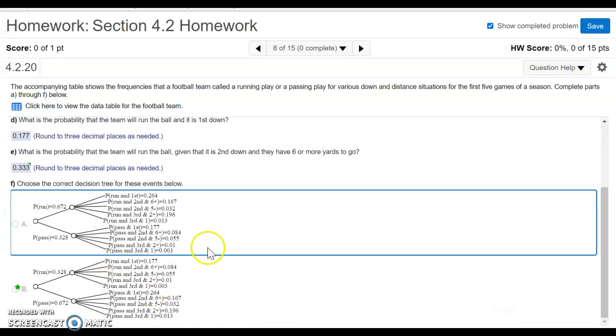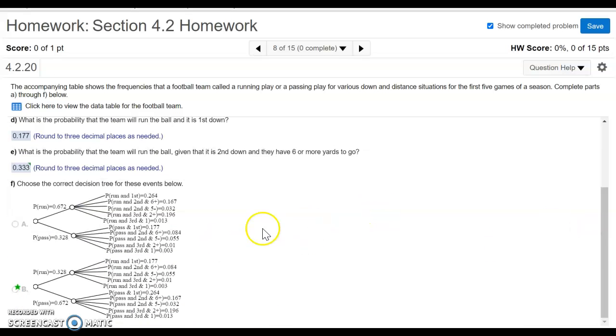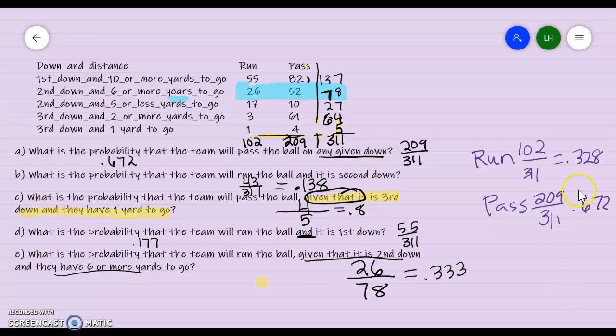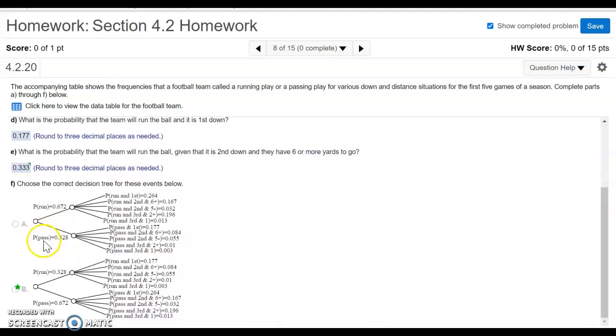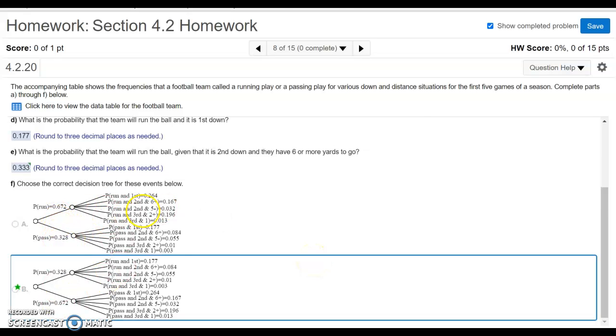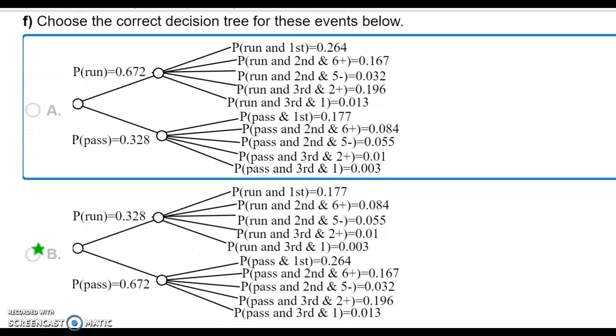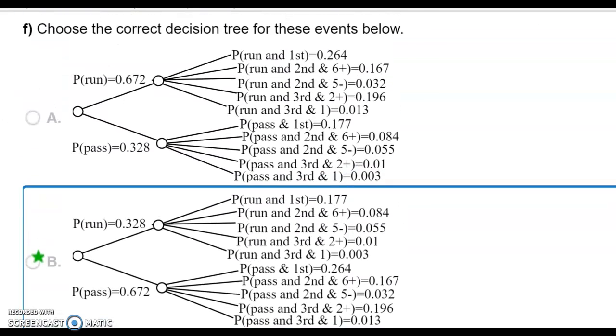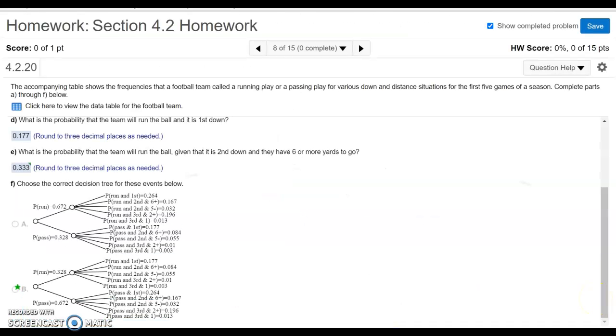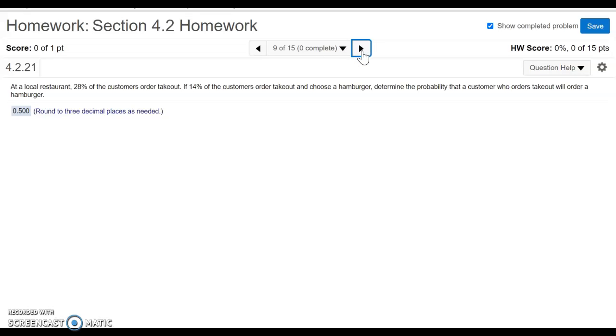So let's look at the first part of this decision tree. Running and passing are your two options, and it wants us to choose the correct option. Well, running is 0.328. So 0.328 for running, it has to be answer choice B here because the other one has it backwards. Just so you can see the difference there. Okay, so that is how you complete this problem. Let's see if there's anything else we could work like that.